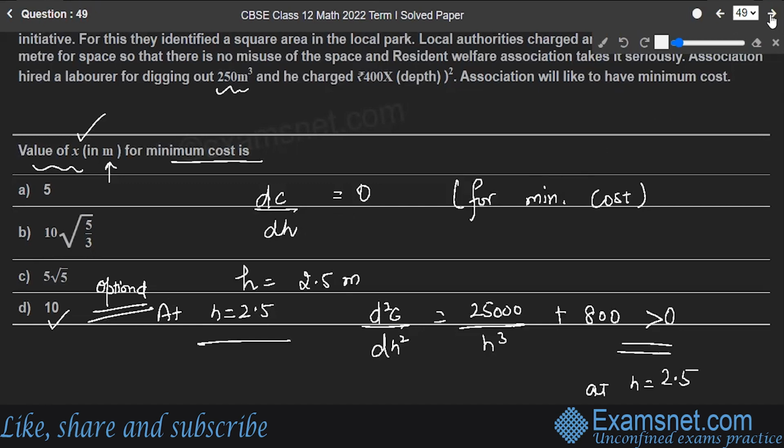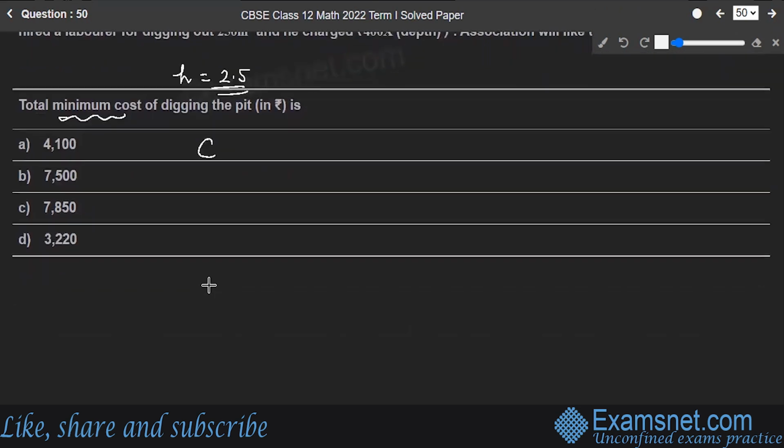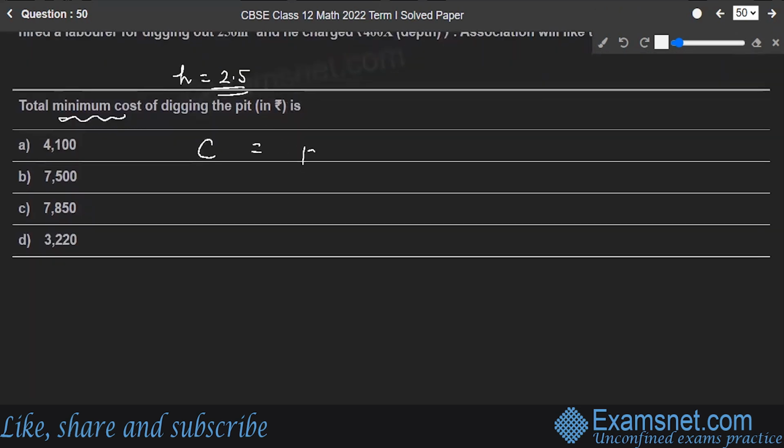Hope you understood that. Next is the last question for this paper. That is the question number 50. It says the total minimum cost of digging the pit in rupees is. Okay, now see, it is asking for the minimum cost. We already talked about the cost will be minimum when the height is 2.5, right? So we already derived the formula for the cost. It was equal to 12500 upon h plus 400 into h square.